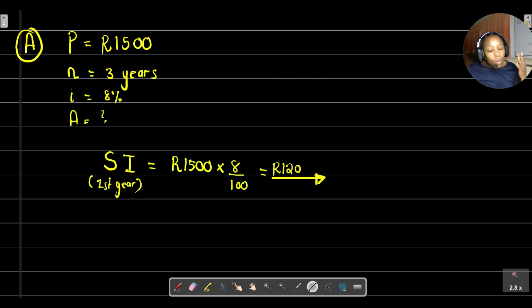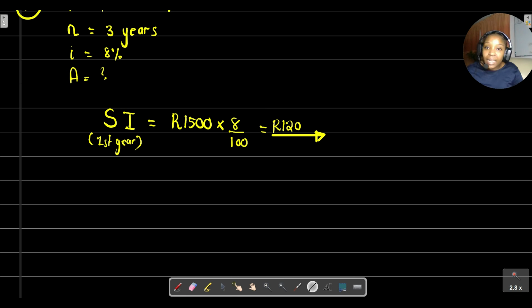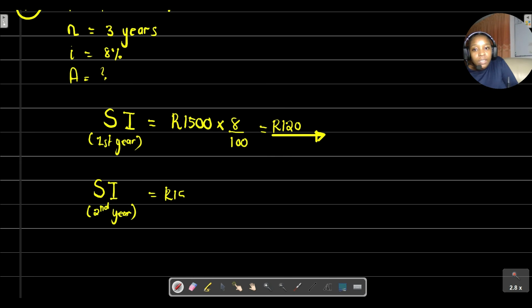Okay, because I've mentioned that simple interest is calculated on the principal amount, that means that to calculate the simple interest that we'll earn in the second year, we'll still use that 1,500. Please bear with me, I'm just trying to make a very important point here. In the second year, the simple interest, we are still going to take that principal amount of 1,500 and multiply it by 8 over 100, which is still going to give us 120 rand.